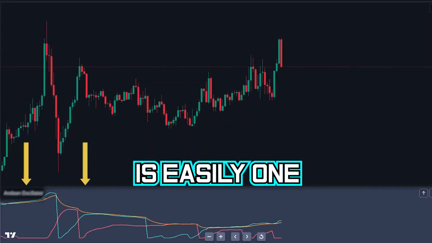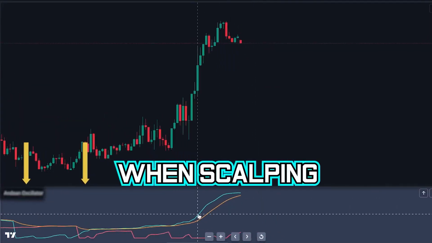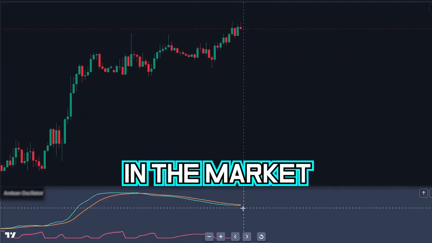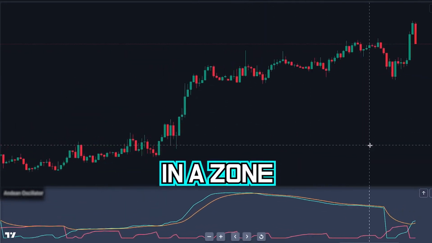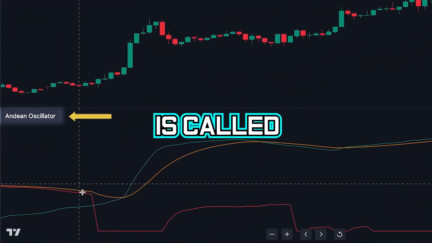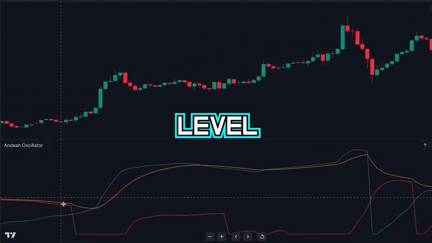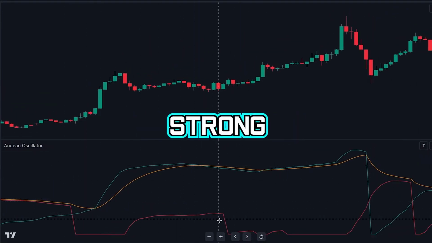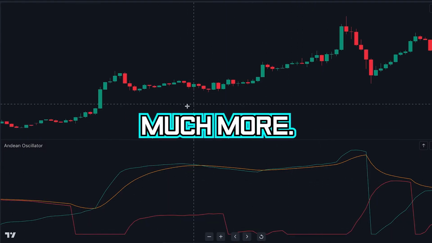This indicator is easily one of the best indicators to use when scalping any market. It can provide you with very clear biases in the market and tell you precisely when you are in a zone that is ideal for trading. The indicator we are talking about is called the Andean Oscillator, a high-level indicator that can provide you with trend biases, trend reversals, strong and weak trend zones, and so much more.